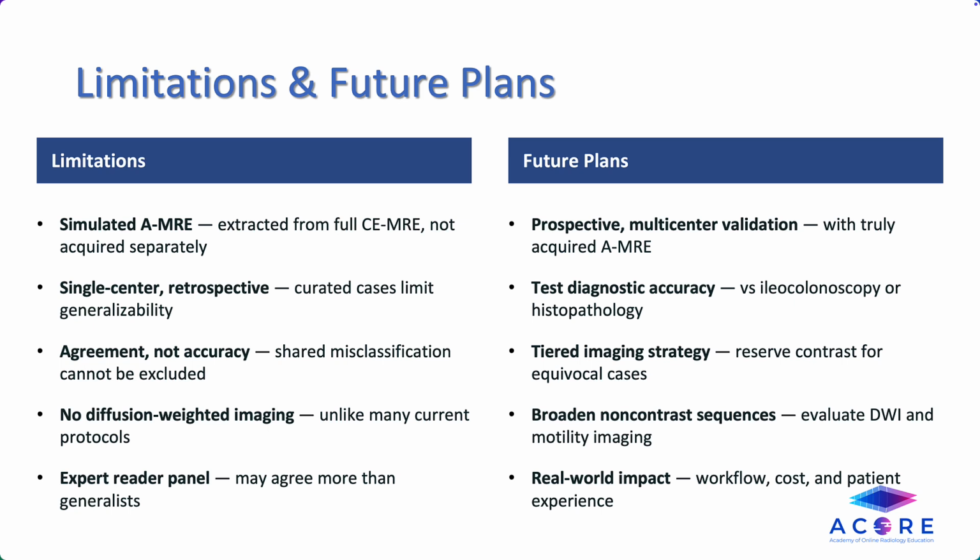So where does this go from here? The next step would be prospective, multi-center validation using a truly acquired abbreviated protocol and testing it against a hard reference standard, ileocolonoscopy or histopathology, to confirm accuracy rather than consistency. From there, the work may refine a tiered strategy that reserves contrast for uncertain cases and broaden the non-contrast toolkit to include diffusion and motility imaging. The final test is real-world impact, workflow, cost, and the patient experience.